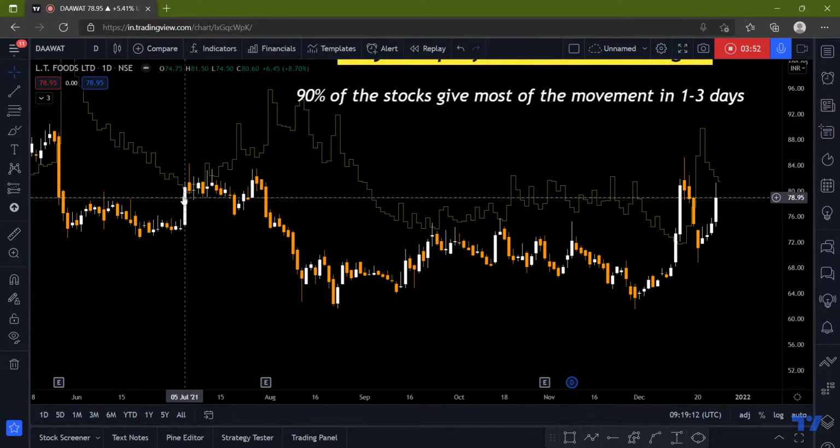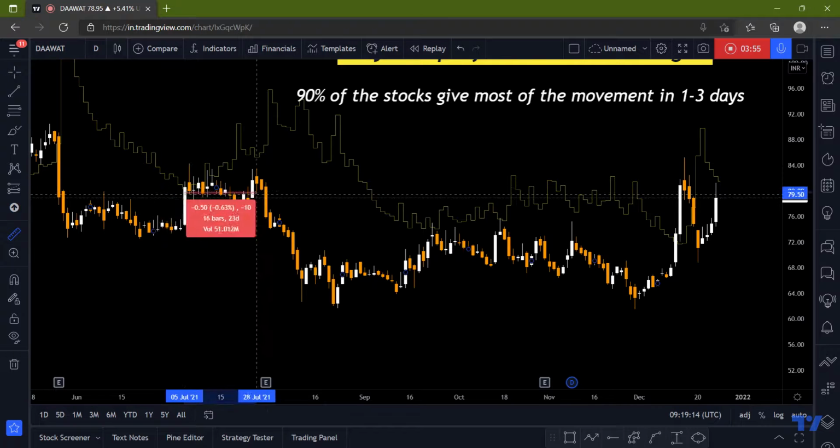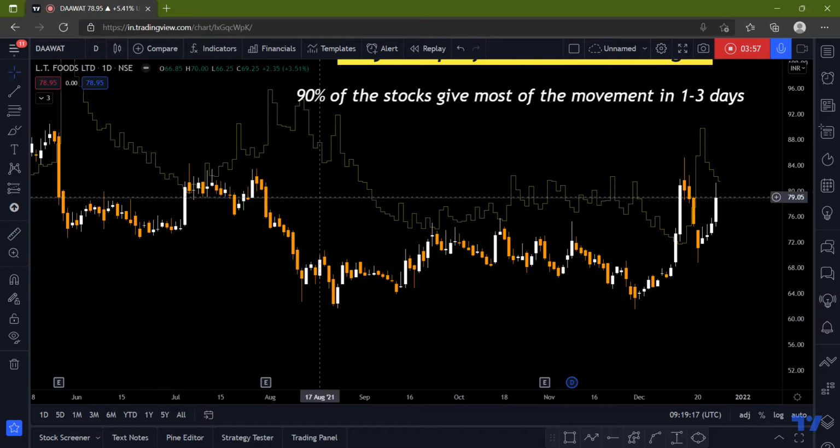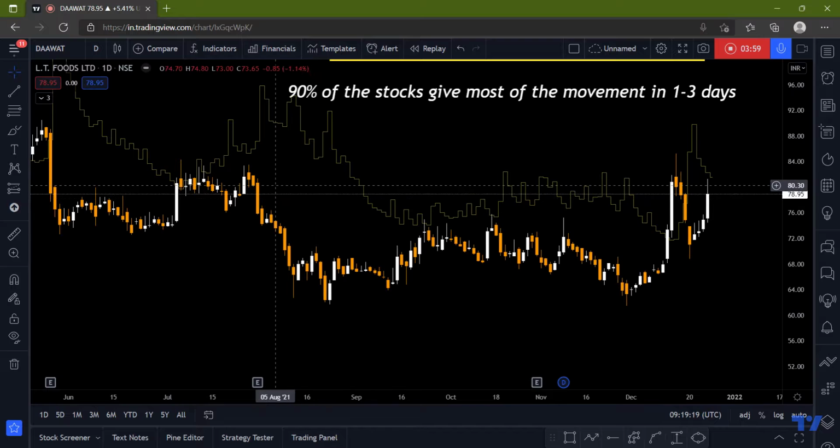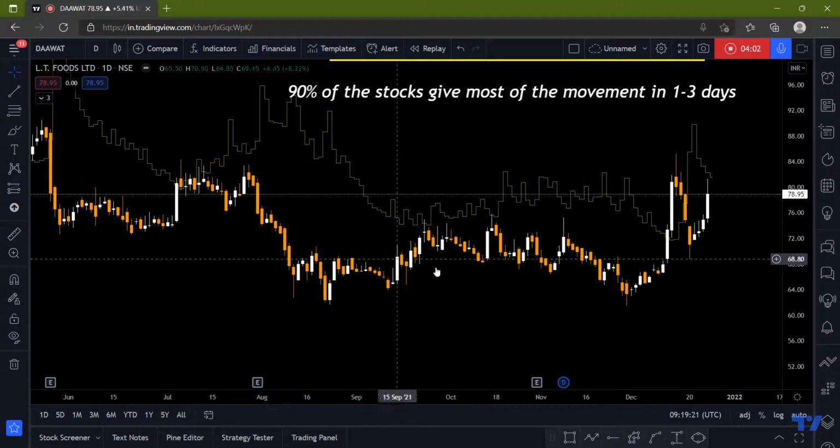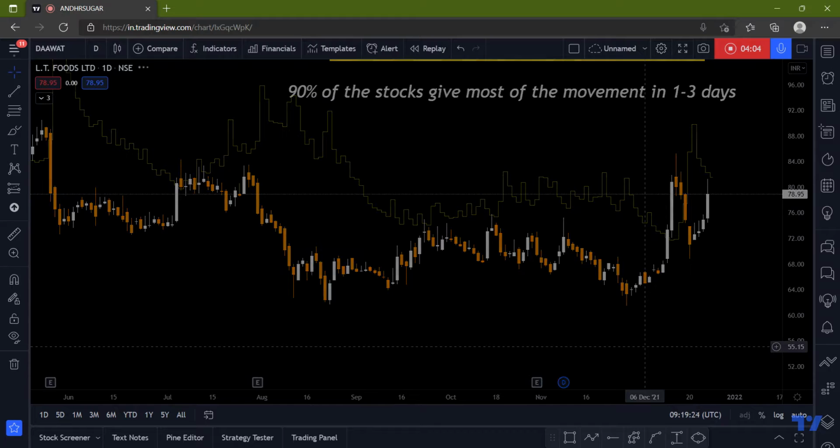So see, just one long green candle followed by almost 18 orange candles. That means the price didn't move after that, right? And this is the case. See, let's just look at some other stock.